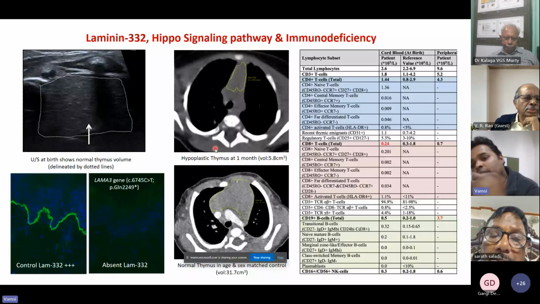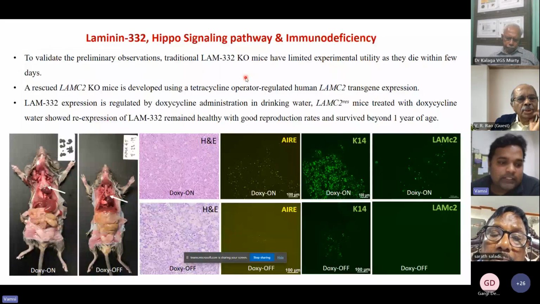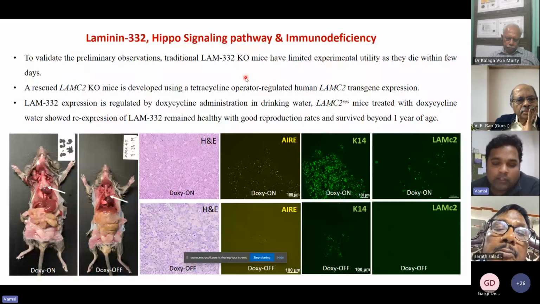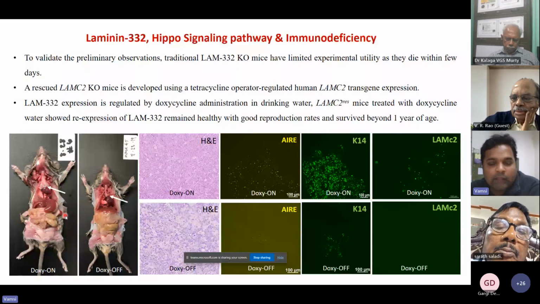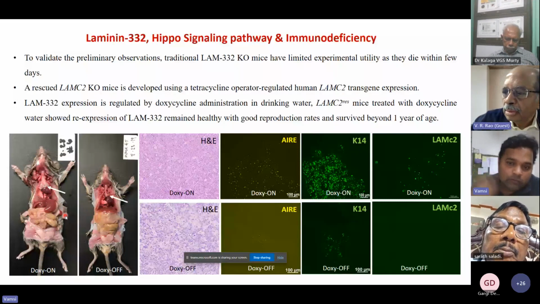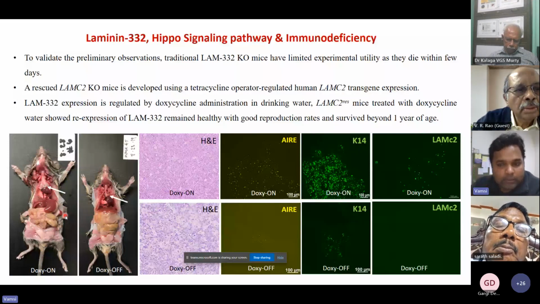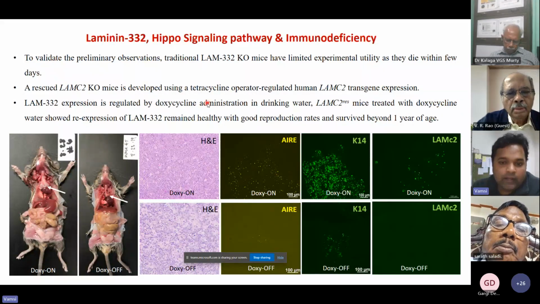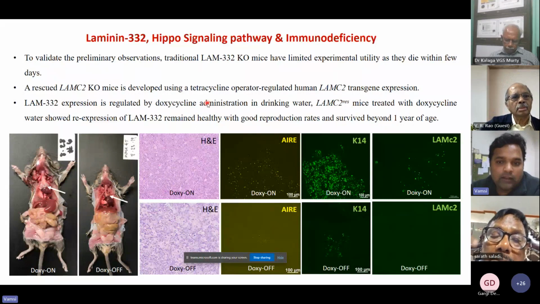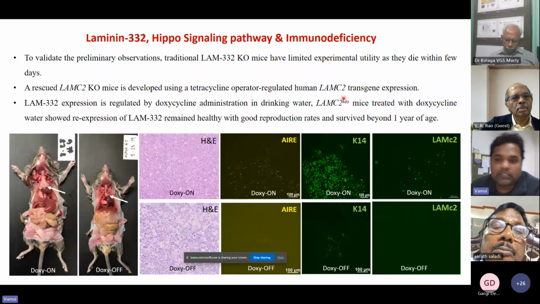Continuing the study, when I went to Stanford, I had the mouse model, because this was the only existing mouse model. If you knock out laminin 332, it is embryonically lethal; the mice die by 6 days. So a transgenic model was developed where you can control the expression of laminin by using a simple tetracycline operator system. If you give tetracycline, that is doxycycline, they express laminin. If you remove doxycycline, they do not express laminin.